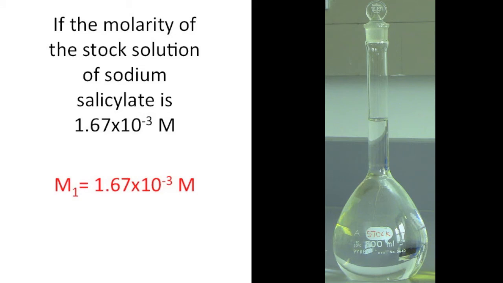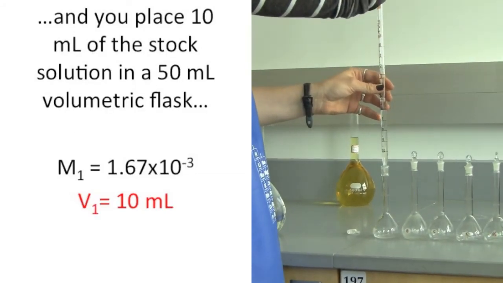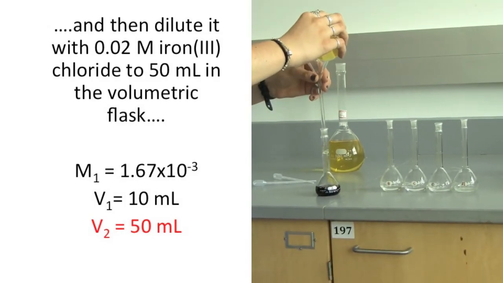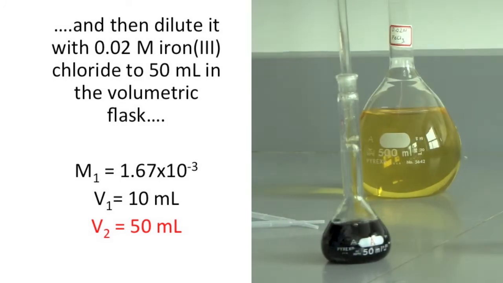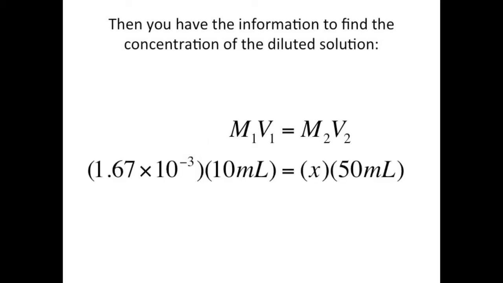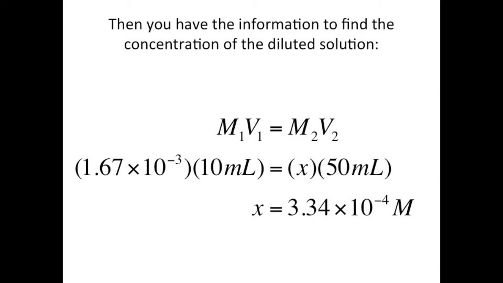If the molarity of the stock solution of sodium salicylate is 1.67 times 10 to the negative third molar, you place 10 milliliters of the stock solution in a 50 milliliter volumetric flask, and then dilute it with 0.02 molar iron 3 chloride to 50 milliliters in the volumetric flask. You now have all of the information you need to calculate the concentration of the diluted solution using M1V1 equals M2V2. If you plug in the values that you know, you will then be able to solve for the unknown value in this equation, which in this case is the concentration of the diluted solution.